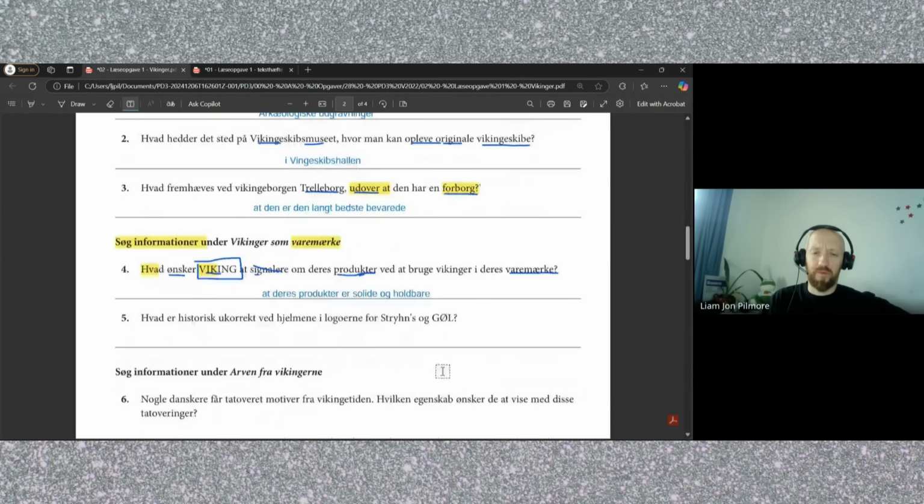Number 5. Hvad er historisk ukorrekt ved hjelmene i logoerne fra Struens og Gøl? What is historically incorrect about the helmets i logoerne, in the logos fra Struens og Gøl?